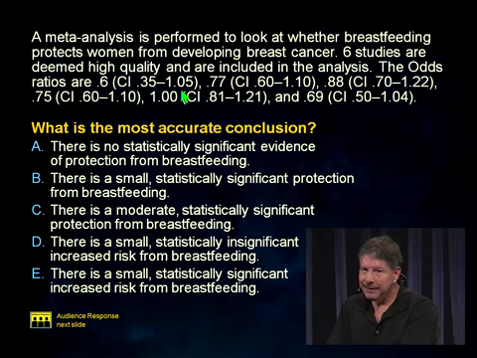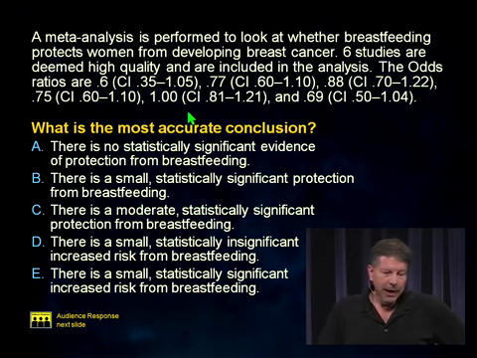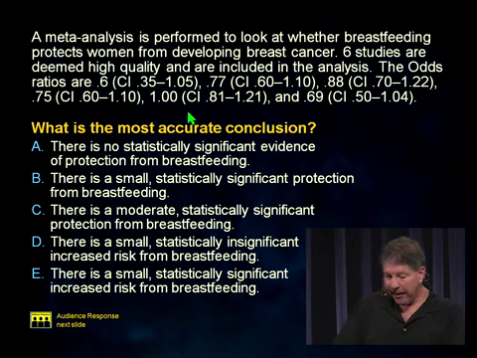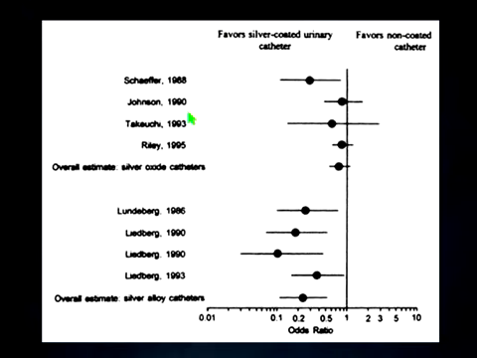It looks good, but statistically it's not good. It doesn't make any difference because the average person is in the middle here still. So it's no better than the average person of 1. How about 0.6 to 1.1? Does that cross over 1? Yes, so it's not statistically significant. 0.7 to 1.22? Crosses over, not. So all the other studies here are not statistically significant, right? Every one of them crosses over the number 1. So the answer here is A. There's no statistically significant evidence of protection from breastfeeding. Do you see that? So here's another one.